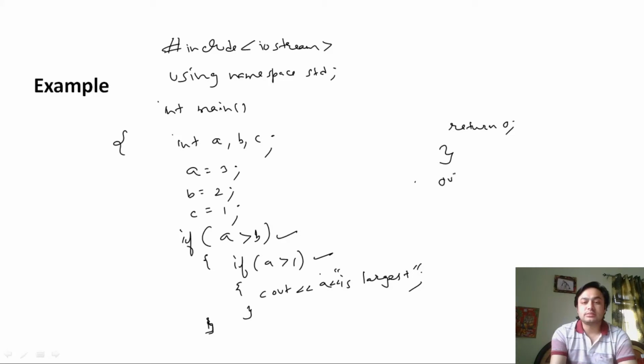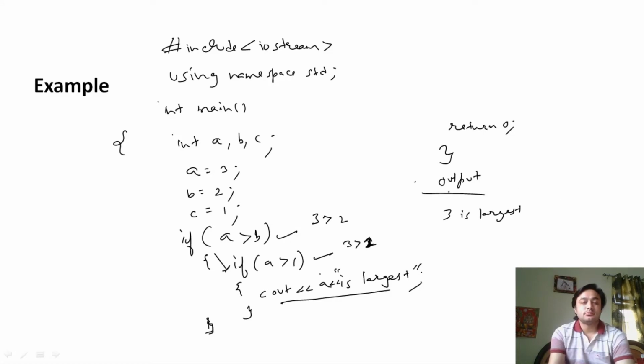When you run this program, you will find that here the value of a is 3, greater than 2, the condition is satisfied. Now the control will come here. Again the condition will be checked, 3 is greater than 1. Yes, it is again satisfied, then this will be printed, that is 3 is largest. So this is a simple program of nested if.